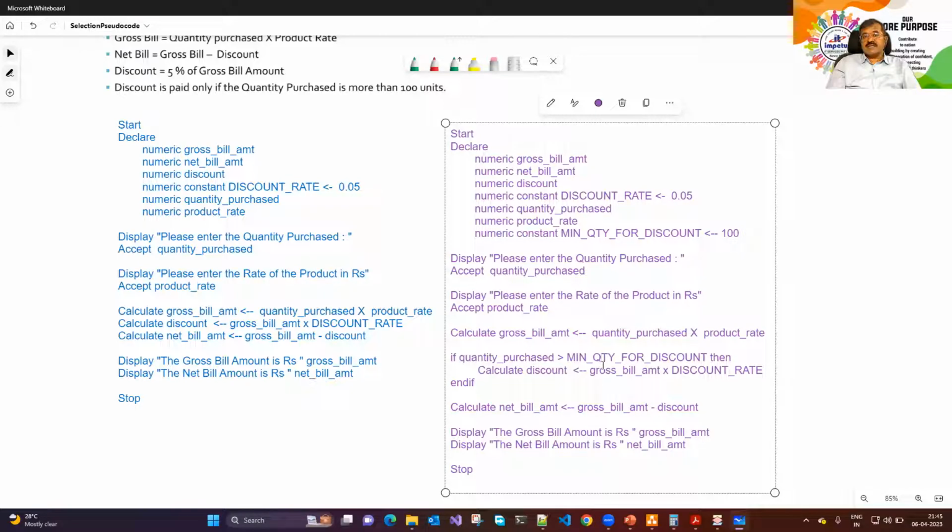Quantity purchase 10 था हमारा. Is 10 greater than 100? No. False है. तो false है तो control will not come over here. It will directly go to this particular statement. Calculate. It will say net bill amount is gross bill amount minus discount. So gross bill amount 1,000 rupees है.